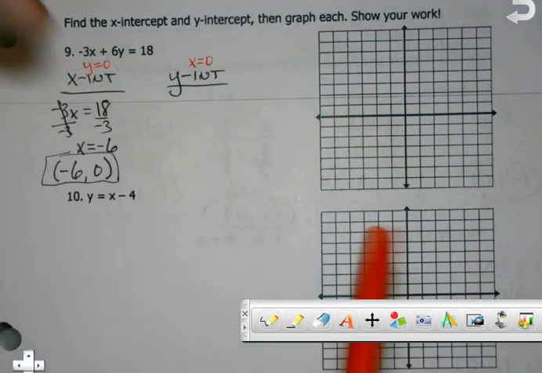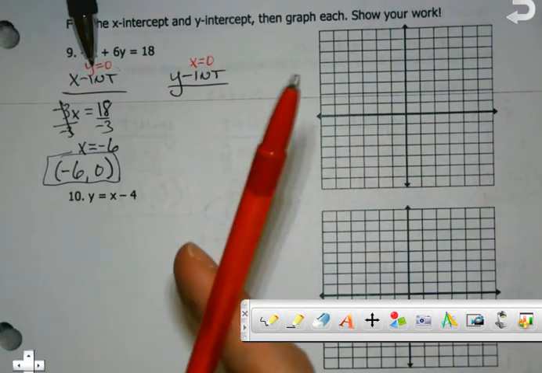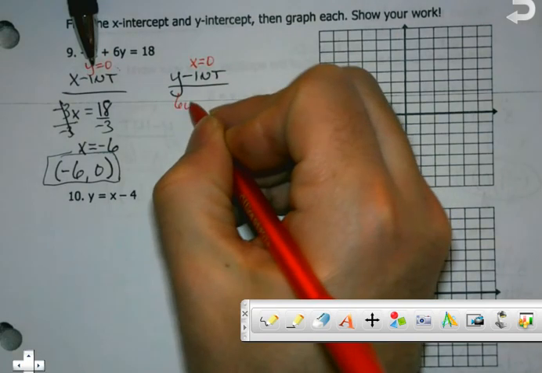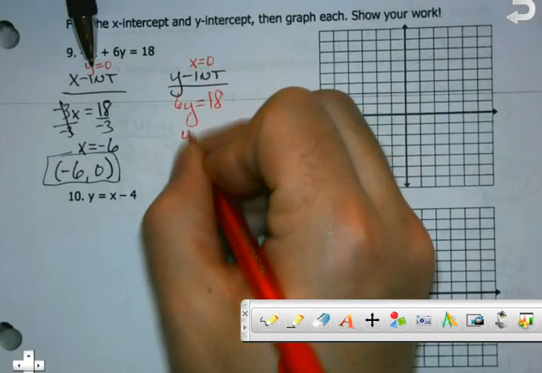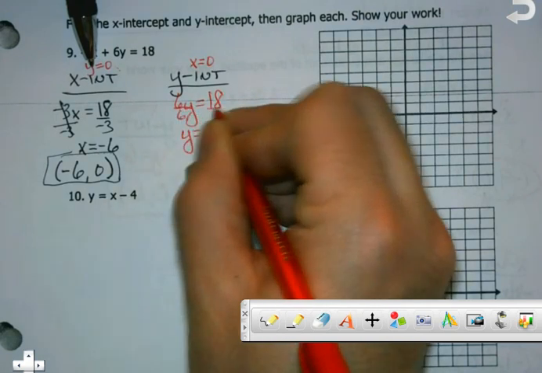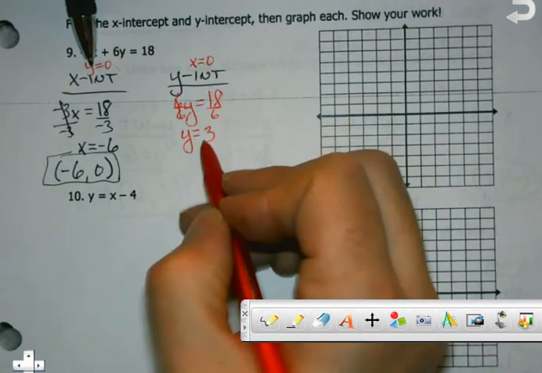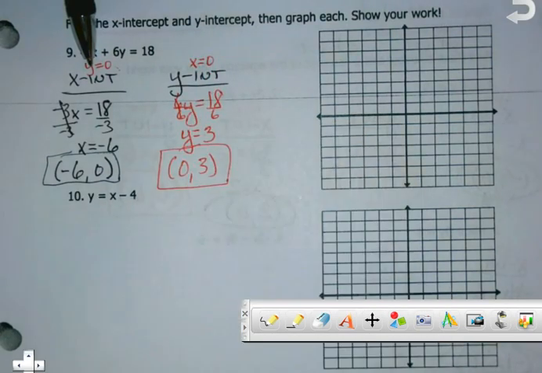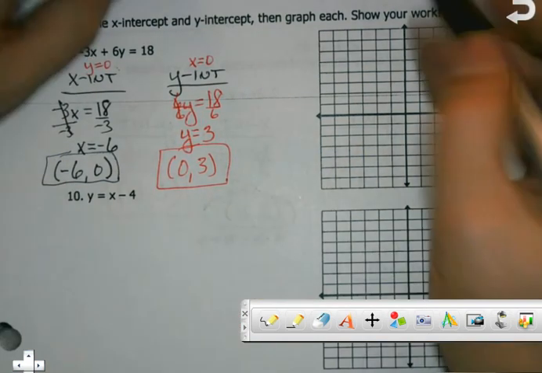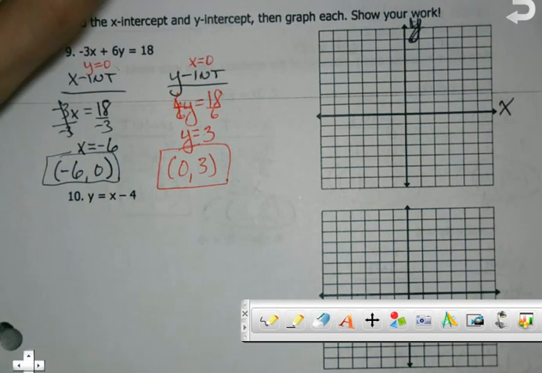When I switch up, my y-intercept, x is 0, so the x part goes away. I copy what I see, divide both sides by 6, get my y value, and again, it's always x, y for my point. And then my only job left is to come over to my graph, get my x and my y-axis labeled.